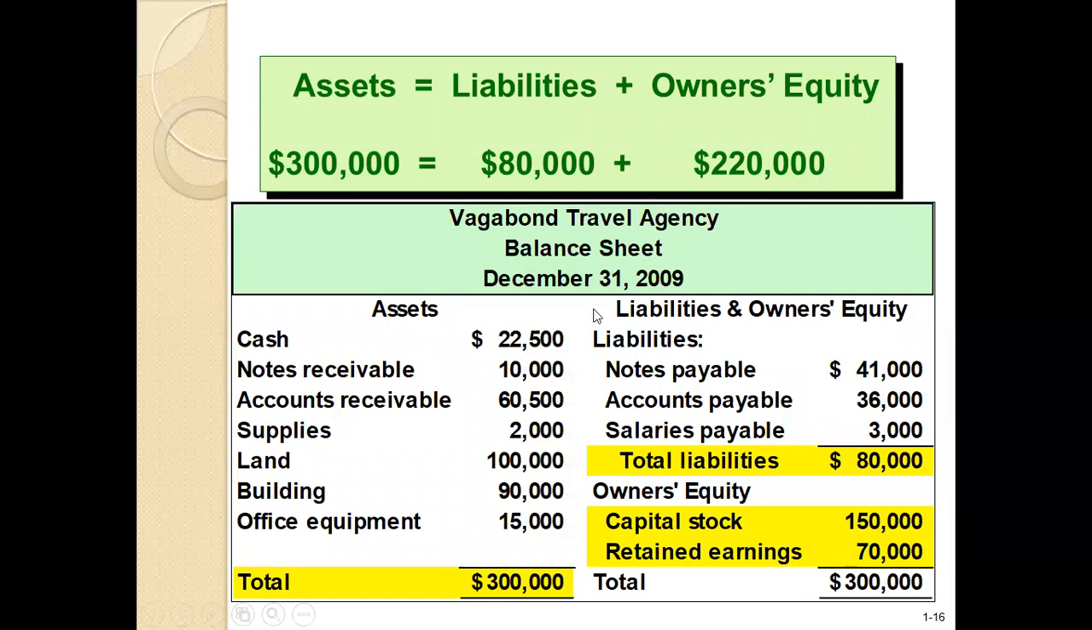Now you can see that your assets total should equal the total of your liabilities and your owner's equity. This is called your accounting equation, and this is the basis of your whole accounting. So this is your asset side total, which was 300,000. This is your liability section total, which is 80,000, and this is your owner's equity section total, which is 220,000. So 220,000 plus 80,000 will also give you 300,000. So your accounting equation should always balance. It should always be equal.